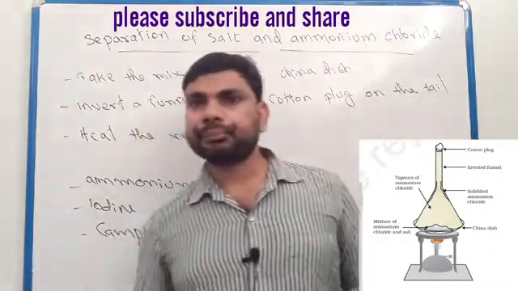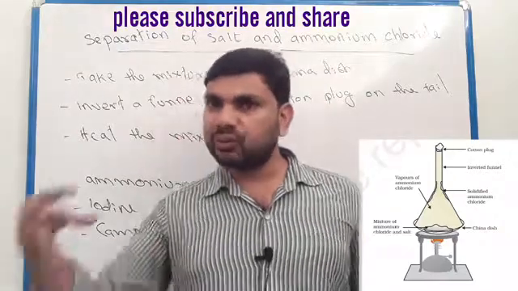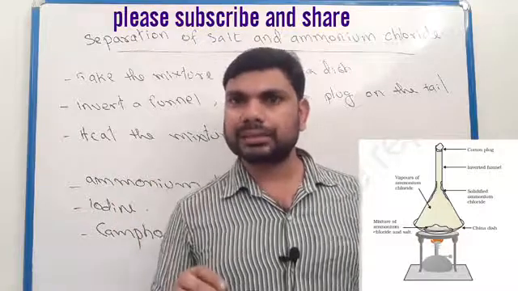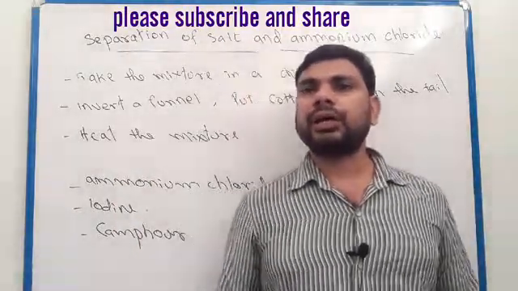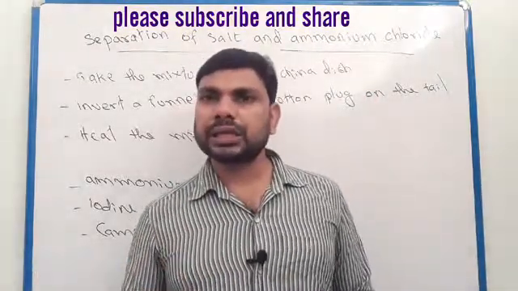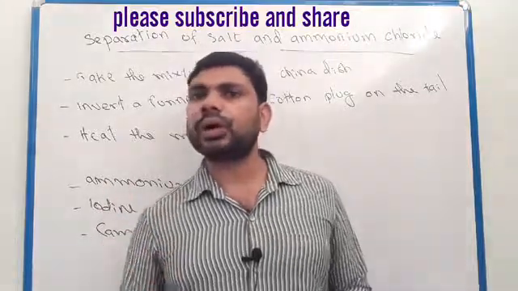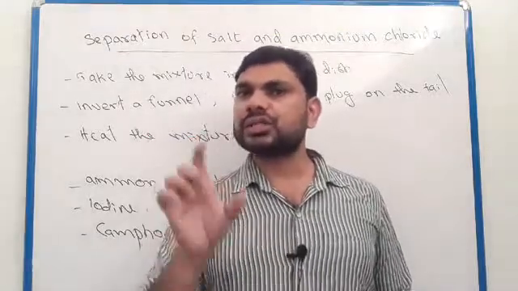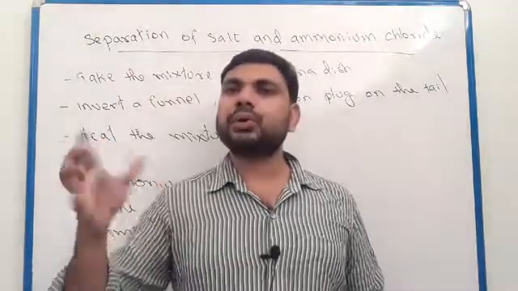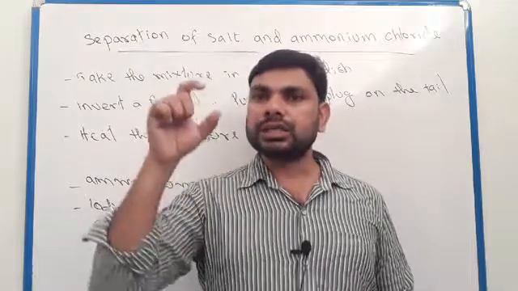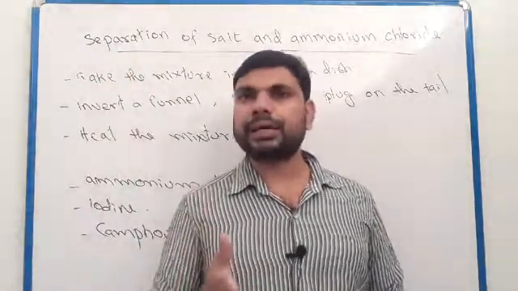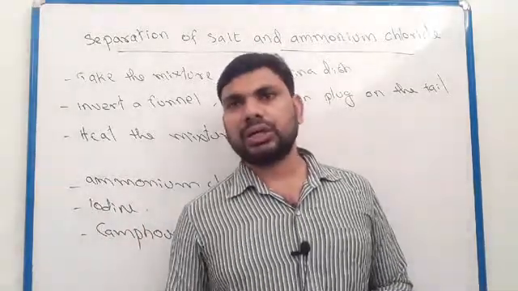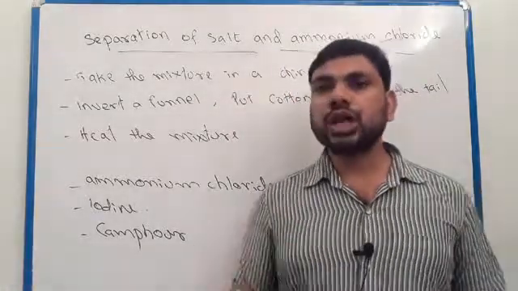So I will say once again, we have to take the mixture in a china dish. Invert a funnel as shown in the figure. On the tail of the funnel we have to put some cotton plug. Heat the mixture. After that ammonium chloride will sublimate and change to vapor. This ammonium chloride vapor will condense on the surface of the filter funnel. It cannot escape outside because the tail of the filter funnel is covered with a cotton plug. So this vapor does not escape outside. It will condense back on the surface of the filter funnel. But salt will stay on the china dish. This method can be used to separate salt and ammonium chloride.